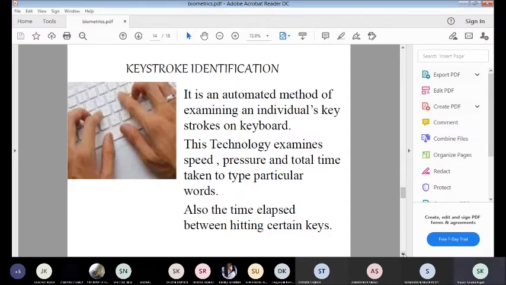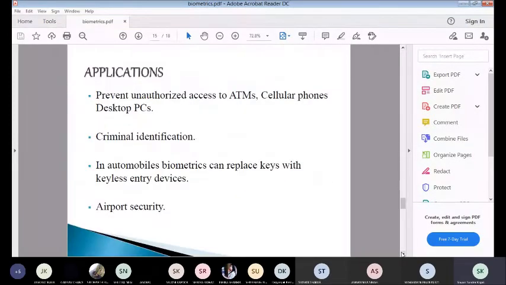Keystroke identification is an automated method of examining an individual's keystrokes on a keyboard. This technology examines speed, pressure, and total time taken to type particular words. Time is again important here, time with speed and pressure, and also the time elapsed between hitting certain keys. That is keystroke identification. That is again another way of biometrics for authentication, right? This is again a behavioral way.